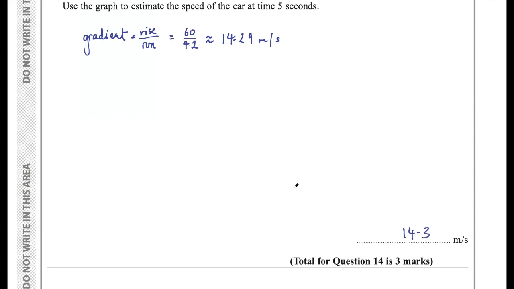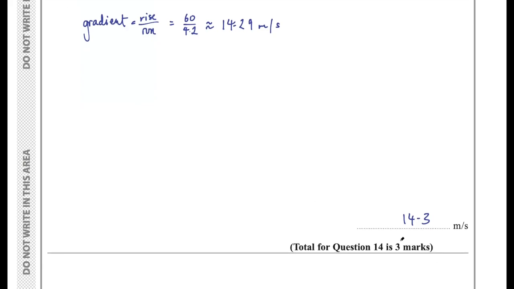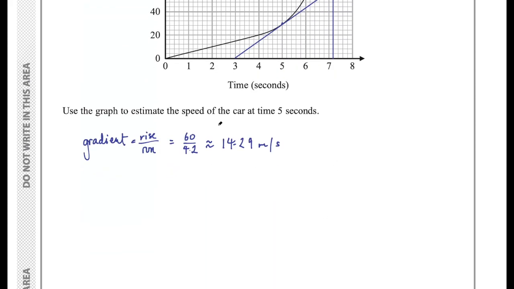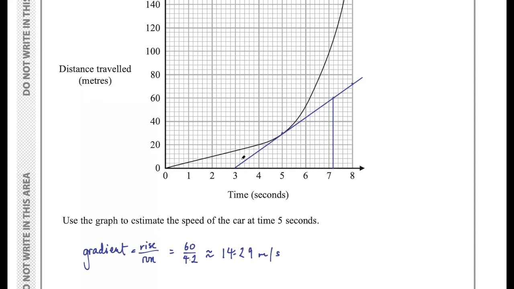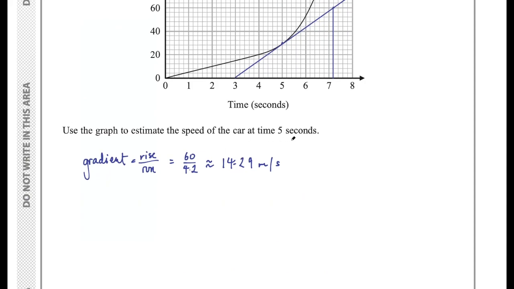And the mark scheme, I believe, has a range of answers, so check the mark scheme for those. I think it's from 11 to 19. So if you got anywhere between 11 and 19, you would get the correct marks there. So 3 marks. 2 of those marks would be for drawing a tangent line and then finding the rise and the run. And then the other mark would be for an answer in the correct range. Okay, so that's how we're finding the speed of the car at 5 seconds.